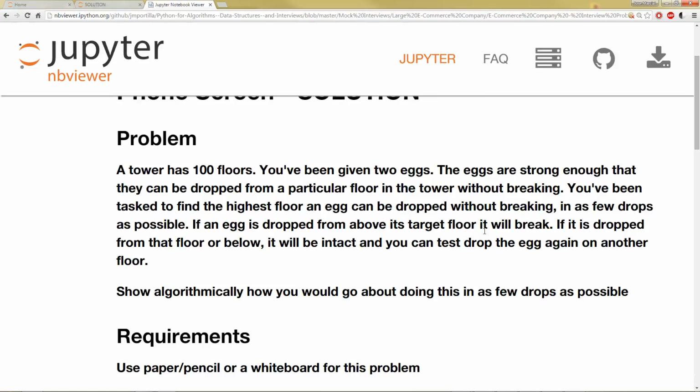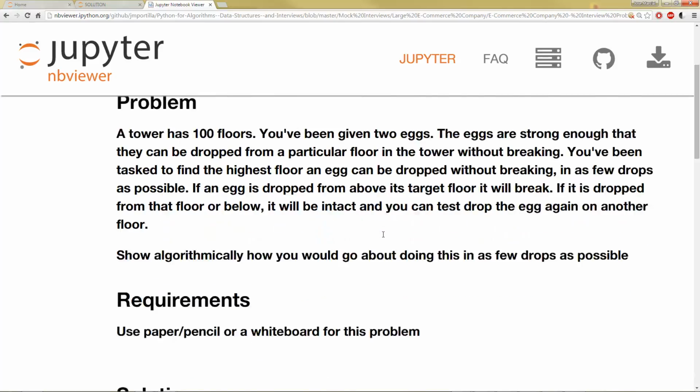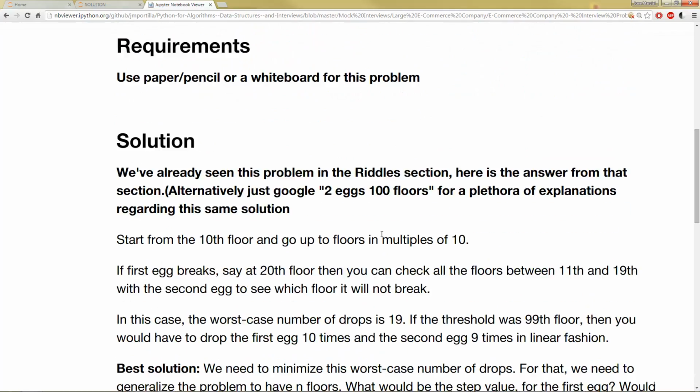Basically, you have 2 eggs, 100 floors. The eggs are strong enough so that they can be dropped from a particular floor in the tower without breaking. If you drop them below that target floor, they're not going to break. If you drop it above, they will break. So, how can you find out what the highest floor an egg can be dropped at without breaking in as few drops as possible? Let's go ahead and see the solution for this.